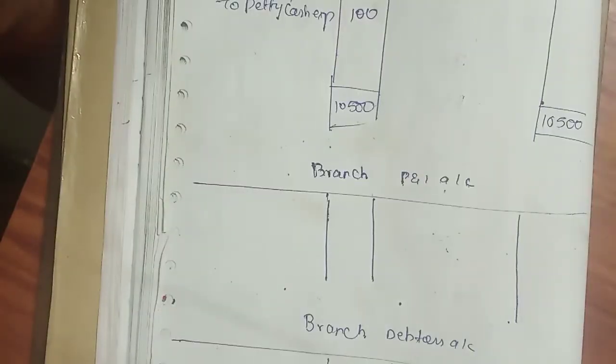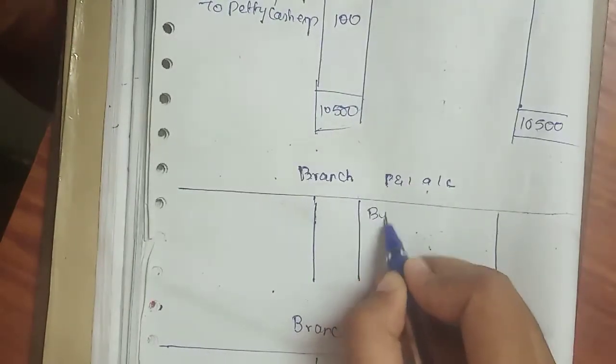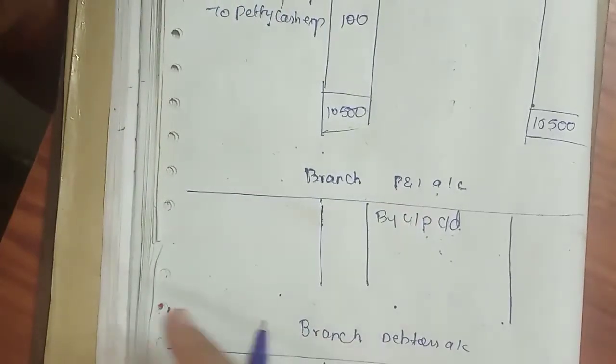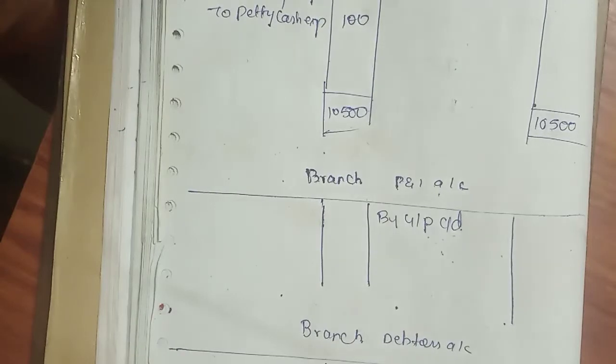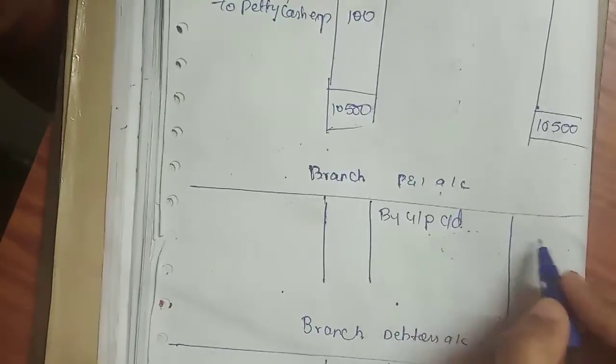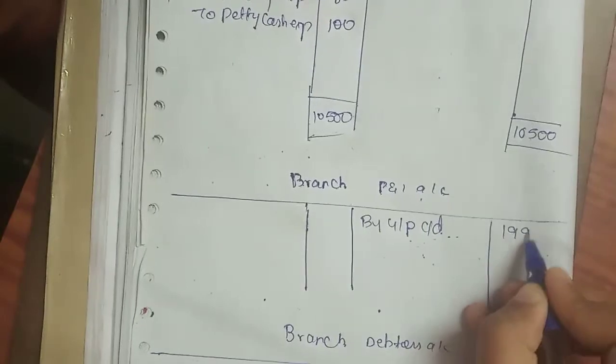So always while doing the P&L account, you get the gross profit carried down. So write by gross profit carried down. In the branch stock account you have mentioned it, I mean in the branch stock account you got the gross profit. So take that here. So we got the profit of 19,900.